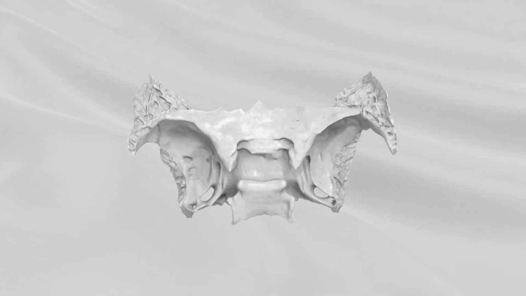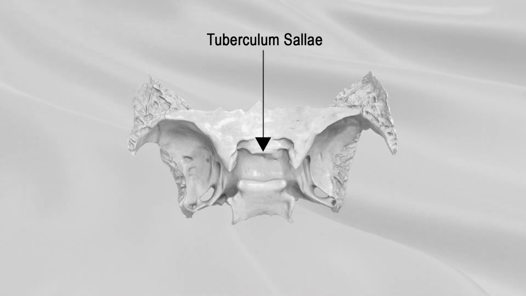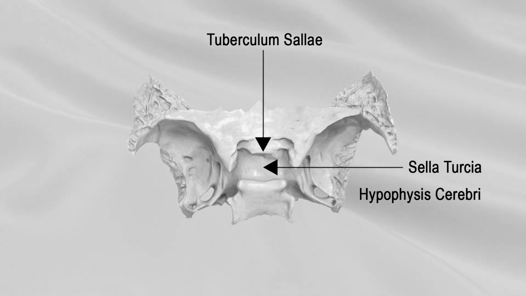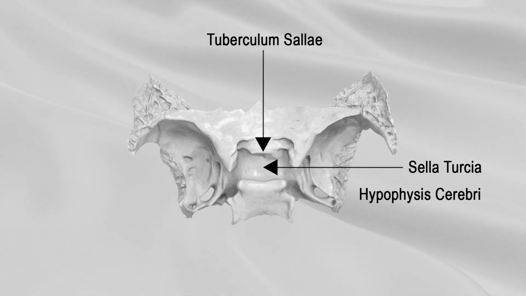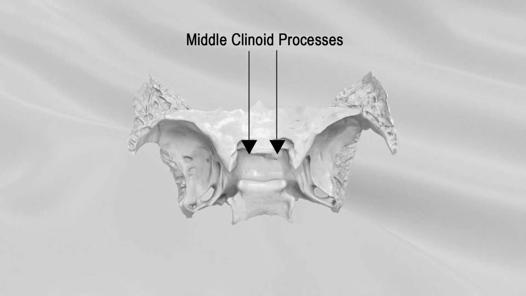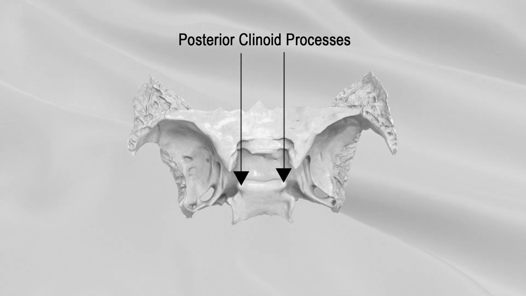Behind the chiasmatic groove is an elevation, the tuberculum sellae. Behind the tuberculum sellae lies a deep depression, the sella turcica, the deepest part of which lodges the hypophysis cerebri. The anterior boundary of the sella turcica is completed by 2 small eminences, one on either side, called the middle clinoid processes. The posterior boundary is formed by a square-shaped plate of bone, the dorsum sellae, ending at its superior angles in 2 tubercles, the posterior clinoid processes.